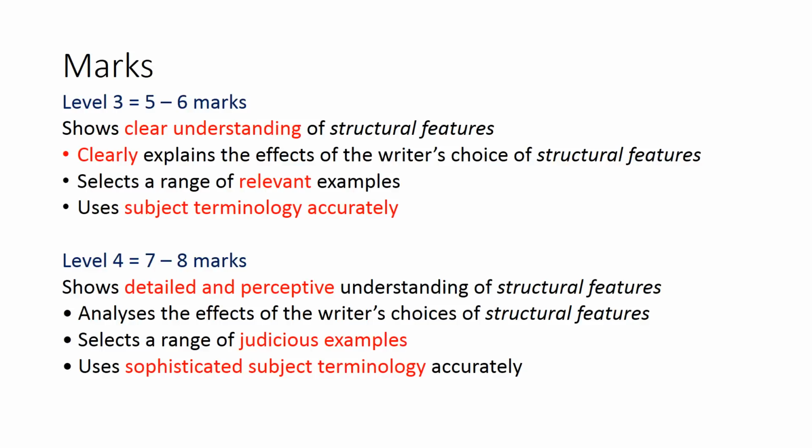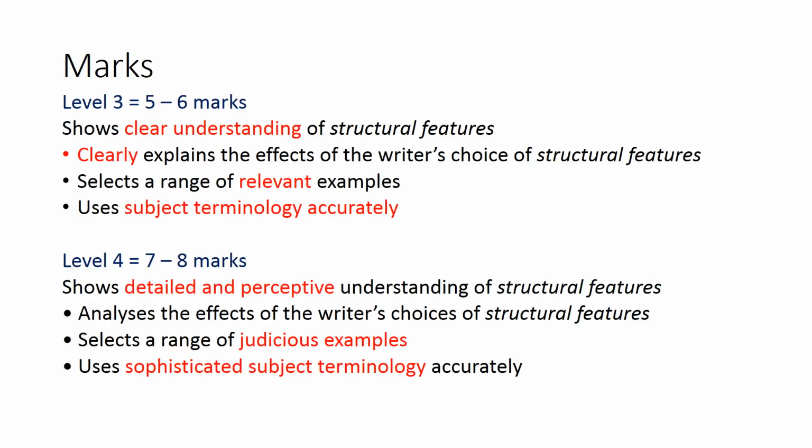So if we have a quick look here, this is the mark scheme. To get a level 3 in the mark scheme, that's between 5 and 6 marks, the word that's highlighted is clear understanding. It clearly explains the effects of the writer's choice of structural features. Basically, can you pick out some subject terminology to do with structure, and can you explain why you think the writer has used it? As long as it's clear, as long as I can understand it, I can give you the marks for it. Then there are relevant examples, and the last one is subject terminology used accurately. So you're going to have to use that subject terminology if you want to get between 5 and 6 marks.